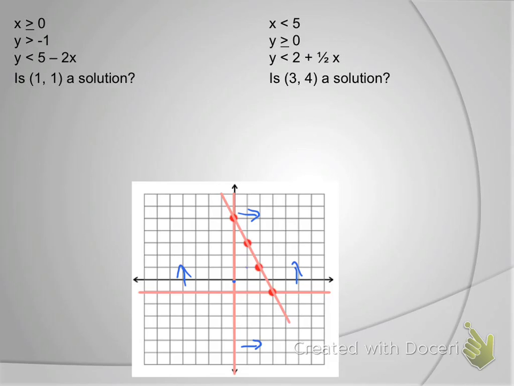And with this equation, I want to find out which way to shade, so I can test the point 0, 0 again. So 0 is less than 5 minus 0, which is 5. So 0 is less than 5, that's true, so I go towards my test point 0, 0. And so what ends up being shaded in here is this little triangle. And actually, this should be a dotted line. Right like that. And so with the dotted line, the triangle is my solution.